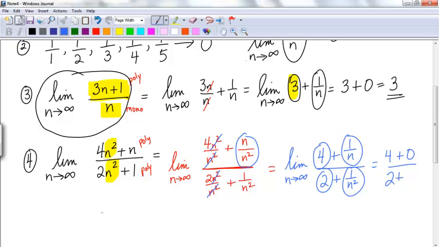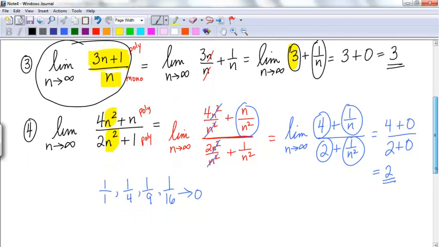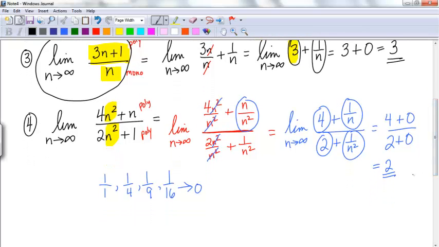If you substituted in 1, it'd be 1 over 1 squared, which would be 1. 1 over 2 squared would be 1/4. 1 over 3 squared would be 1/9. 1/16. What's it getting closer to? 0. So that's also approaching 0. So 4 divided by 2 is 2. The limit of that is 2. Each one of those is approaching a specific number. Any questions on that one?